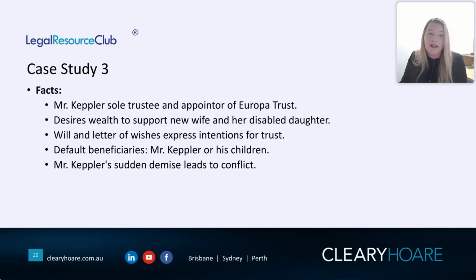And so under Mr. Kepler's will, he appoints his wife and also his 2 adult children to be his executors. And when he passes away, the 2 adult sons realize that it was not the father's intention for them to benefit from the trust. And so obviously they're quite upset by that revelation.